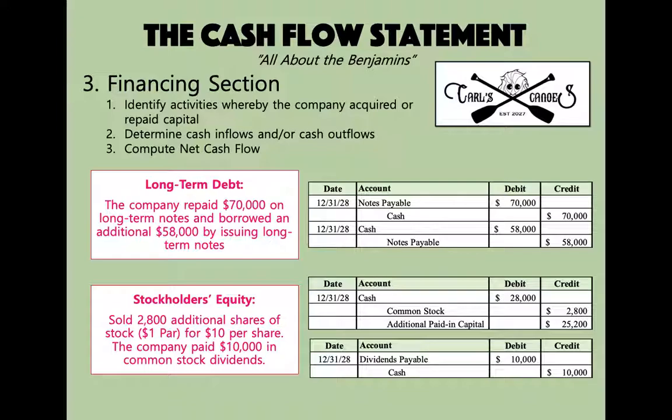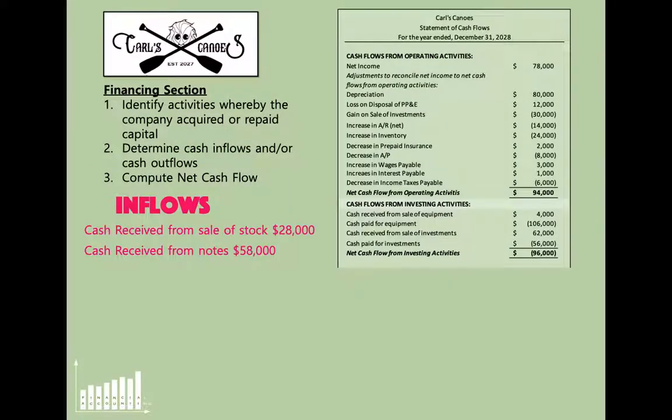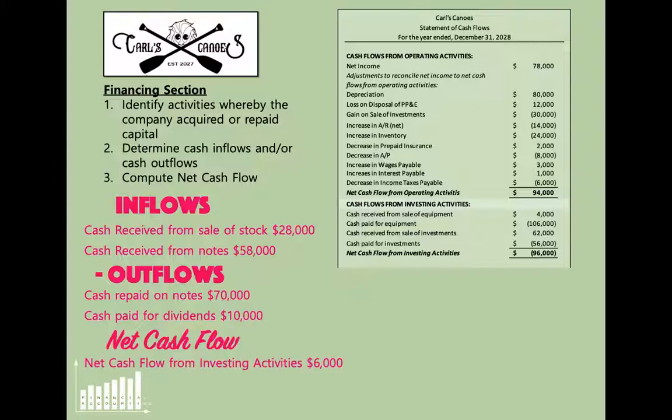So, what are the inflows and outflows related to our financing activities? Inflows, cash received from the sale of stock, 2,800. Cash received from notes, 58,000. Outflows, cash repaid on notes, 70. Cash paid for dividends, 10,000. So our inflows and our outflows. The difference, again, is net cash flow. Net cash flow from investing activities, or financing activities should be, typo there, should be $6,000.